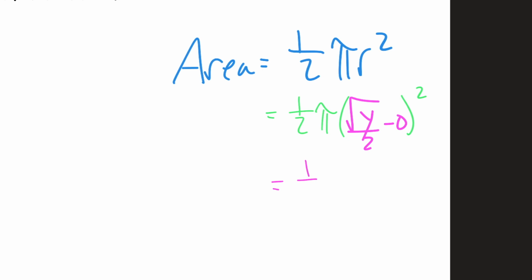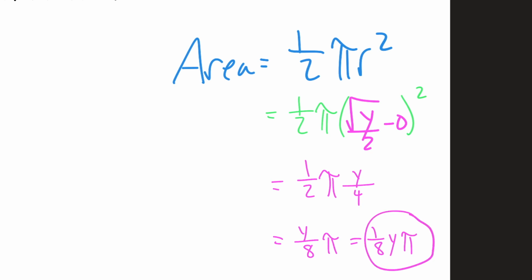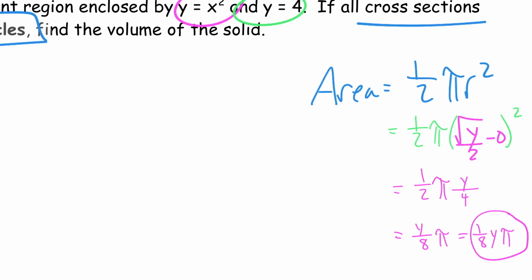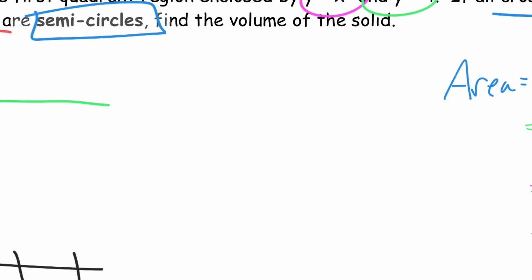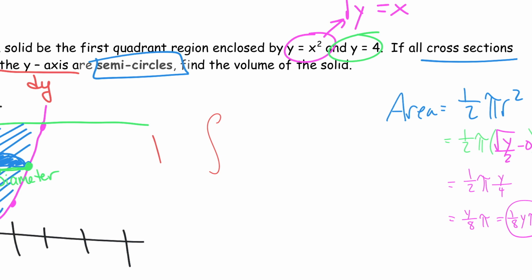So if we simplify this, square root of y squared is just y. 2 squared is going to give us a 4. So we will have y over 8 times pi, or if you wanted to look at it as 1/8 y times pi, we can do that too. So that's going to be our area of one semicircle. So now let's go back and find our overall volume.